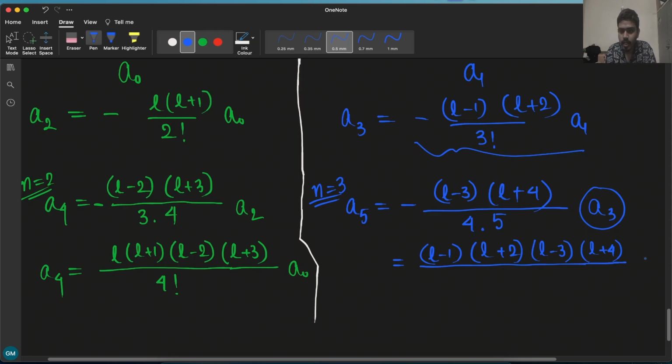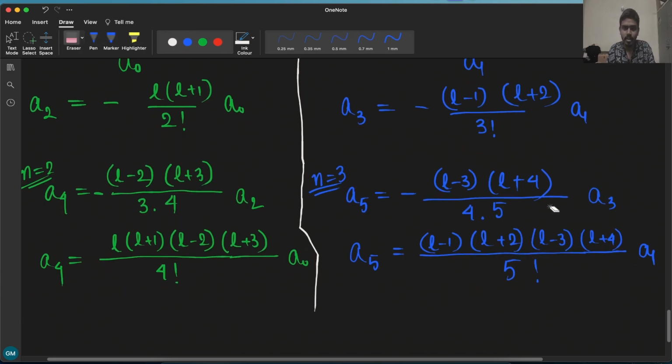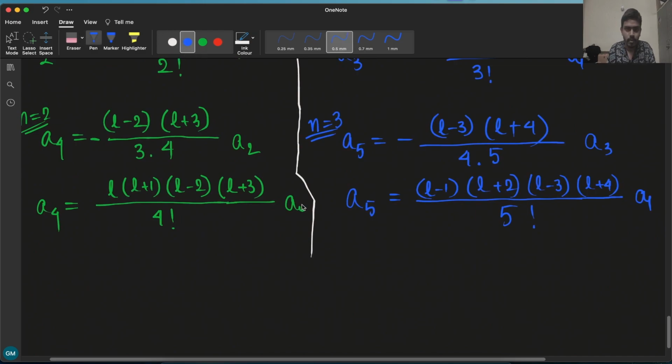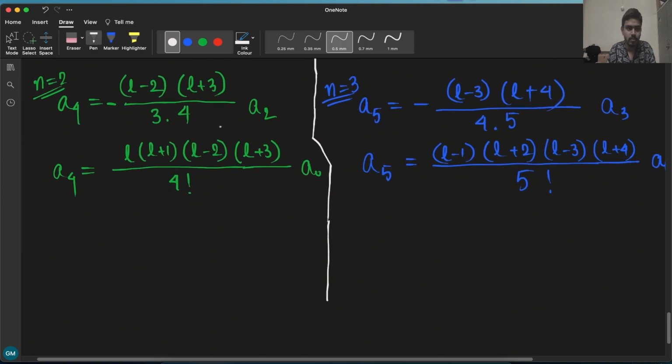And times a1, and in the denominator there is 3 factorial and 4 times 5, so 3 factorial times 4 times 5 is 5 factorial. Okay, this is our a5. Now you can clearly see the pattern emerging. Let me write another term.